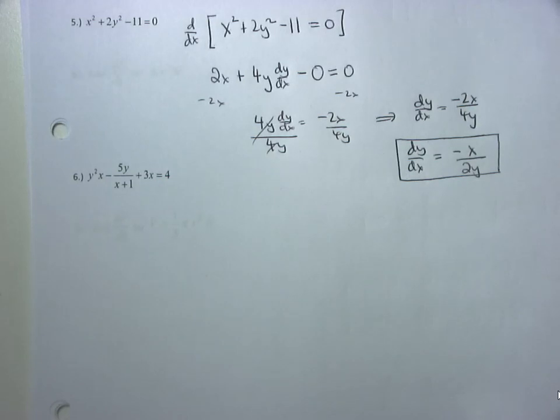Not too bad on the first one, of course. But look at the second one. The second one is one of these places that a lot of folks will make a careless error. So let me show you how to handle this kind of problem. First off, let's read the problem. I've got here y squared times x minus 5y divided by x plus 1 plus 3x equals 4. Your mission, find implicitly the derivative of dy over dx.